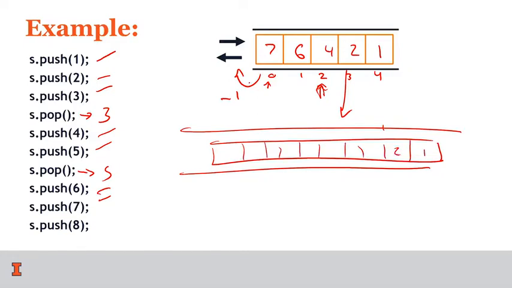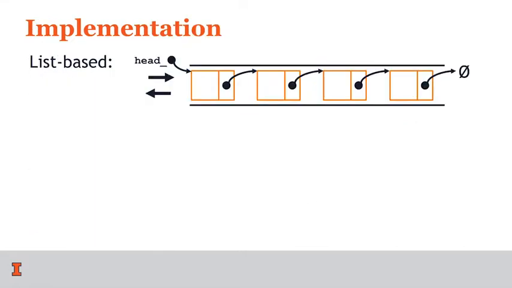1, 2, 4, 6, 7. The next location to insert is going to be here at the new index 4. And we can go ahead and insert 8. Awesome.